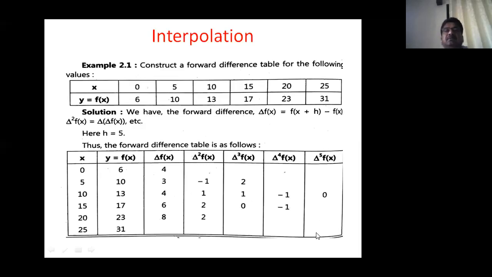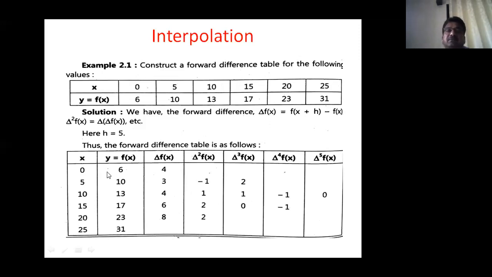Today the topic for discussion is problems on the forward difference operator, backward difference operator, and the shift operator E. The first problem is to construct a forward difference table for the following values. So what are the values given? These are the values of X in the first row and the values of Y in the second row. So we have to construct a forward difference table.